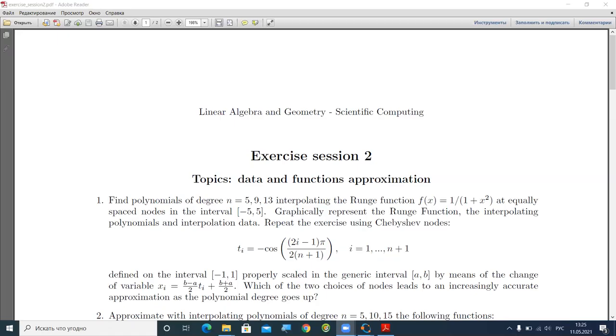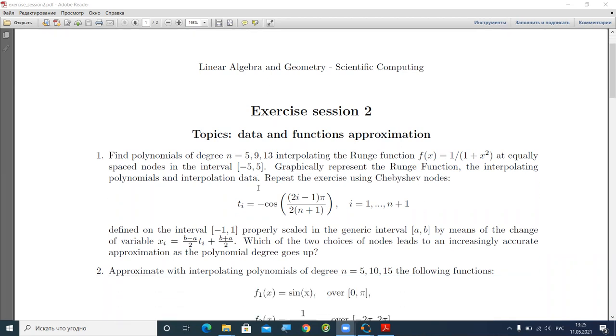Okay, let's begin our practice. So let me share my screen. So now we will start the new exercise two. And here we'll consider now data and function approximation.